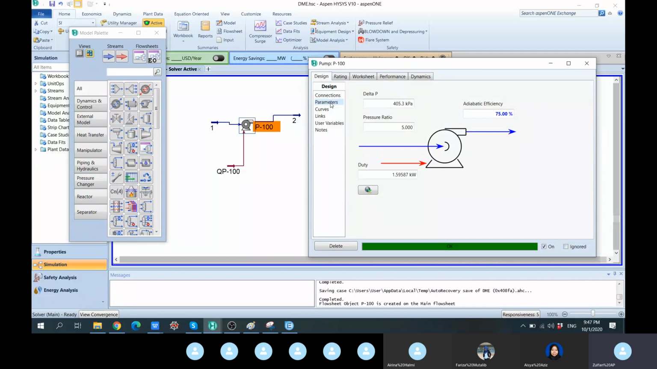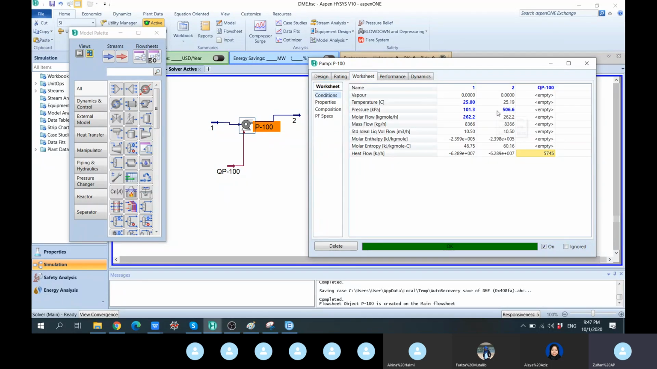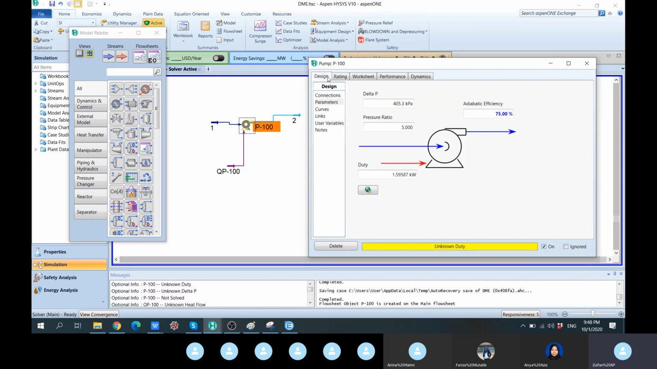So we go to the design, to parameters here, and we can specify whatever we want. Blue means something that we specify ourselves. Adiabatic efficiency is already there by default, and then delta P, ratio and duty are all black, so they are being calculated. How do we then change it? We go to the worksheet. If not, you can just delete this. Delete. It doesn't want to be deleted. Delete. And then go back to design, and then you can put the numbers here.